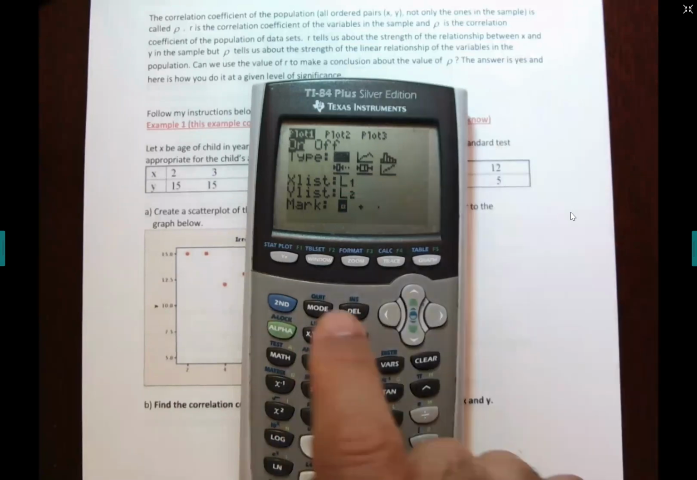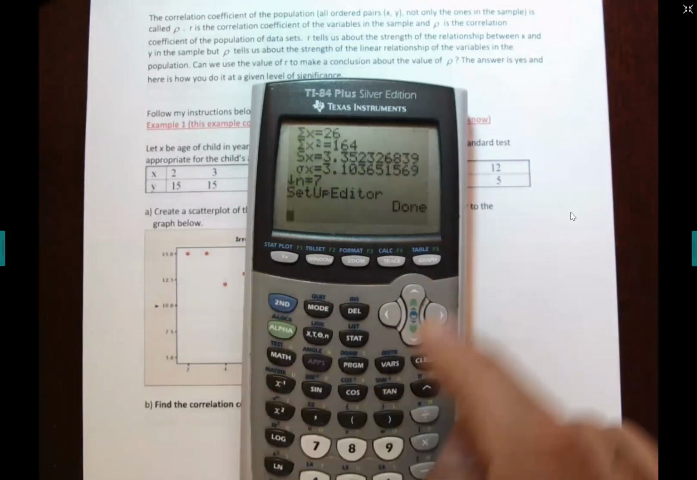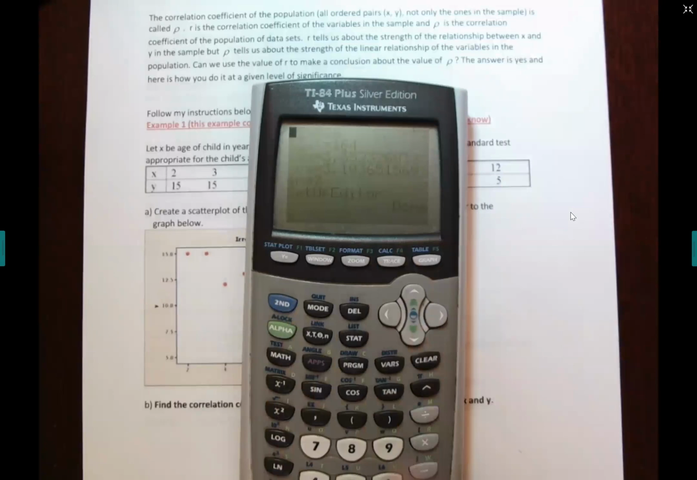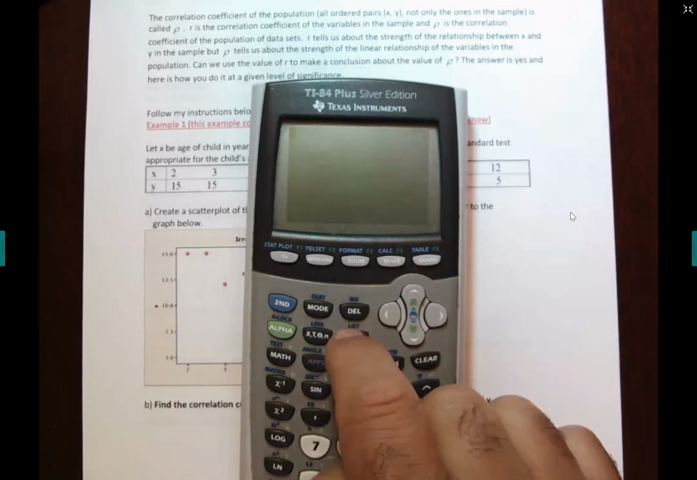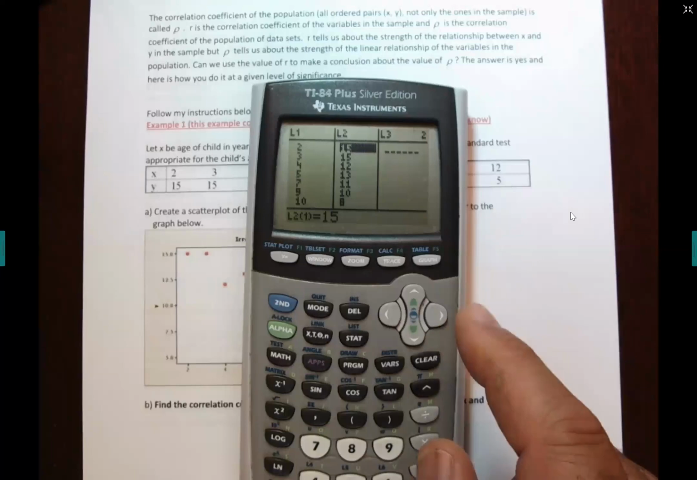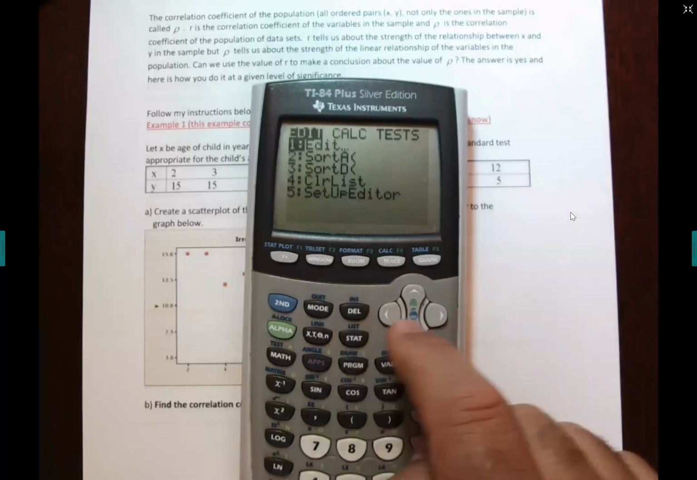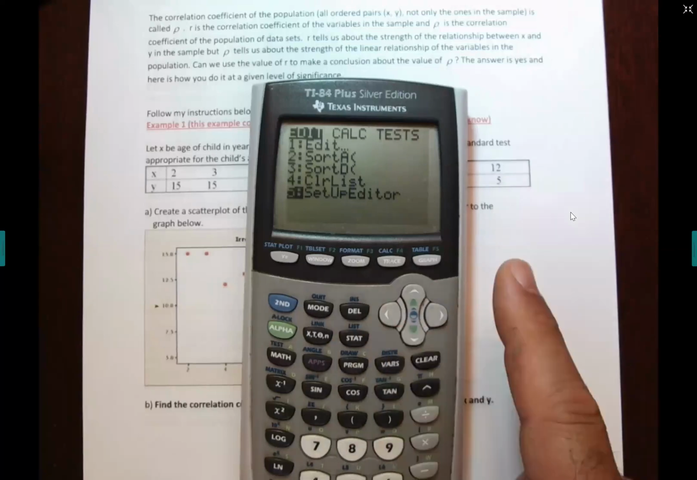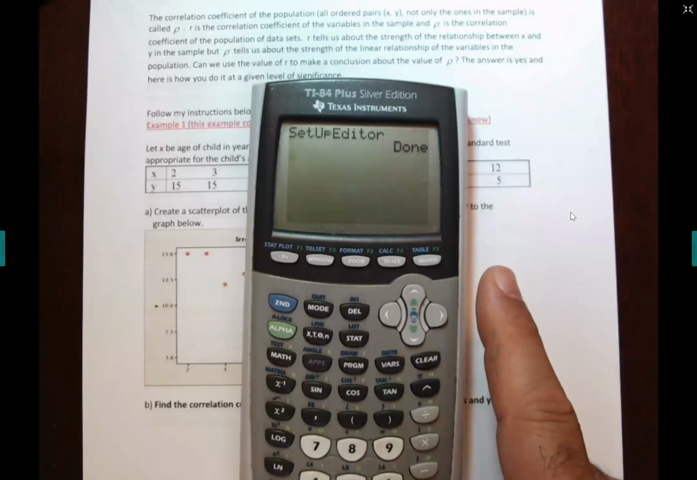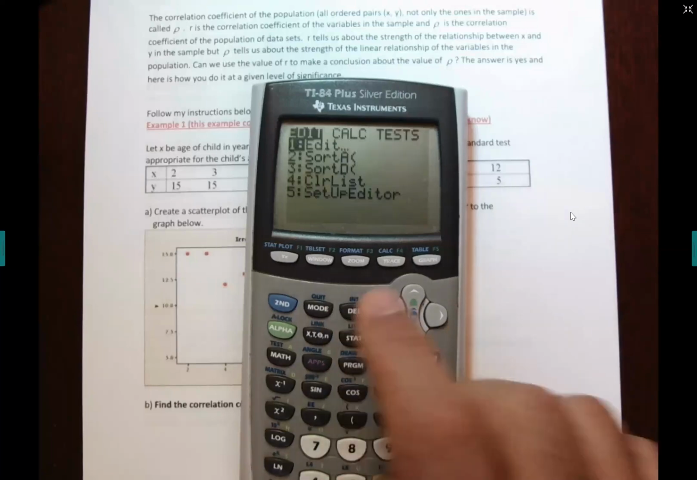Here's how you quit, guys. Second and quit. Clear. By the way, guys, if you are in stat edit and you don't see L1 or L2, don't panic. You can get them back. Look what you can do. You go to stat and just go to number 5, set up editor, enter, enter. And if you go back, you will see them. But I have them there anyway, so that's not an issue.